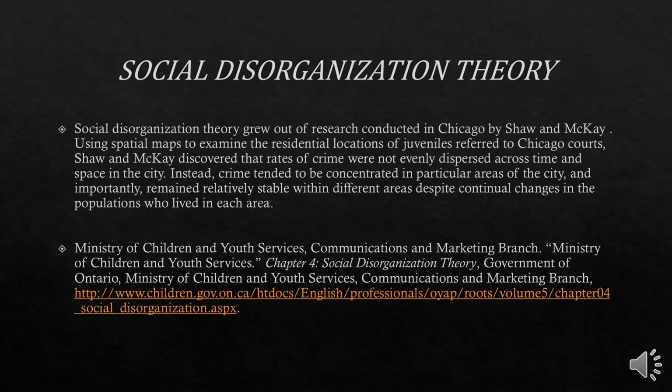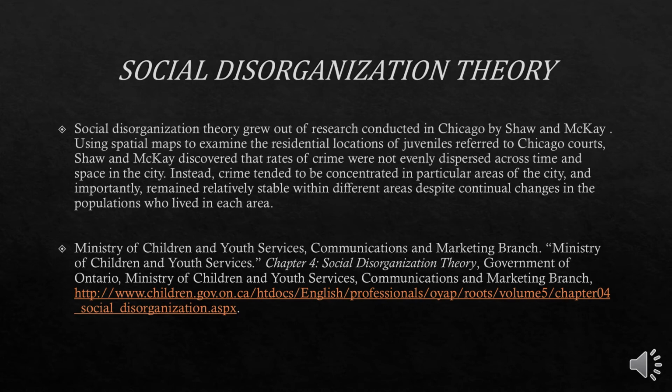Moving on to social disorganization theory, which is a theory that grew out of research that took place in Chicago by Shaw and McKay, using spatial maps to examine the residential locations of juveniles referred to Chicago courts. Shaw and McKay discovered that rates of crime were not evenly dispersed across time and space in the city. Instead, crime tended to be concentrated in particular areas of the city and, importantly, remained relatively stable within different areas, despite continual changes in the populations who lived there.